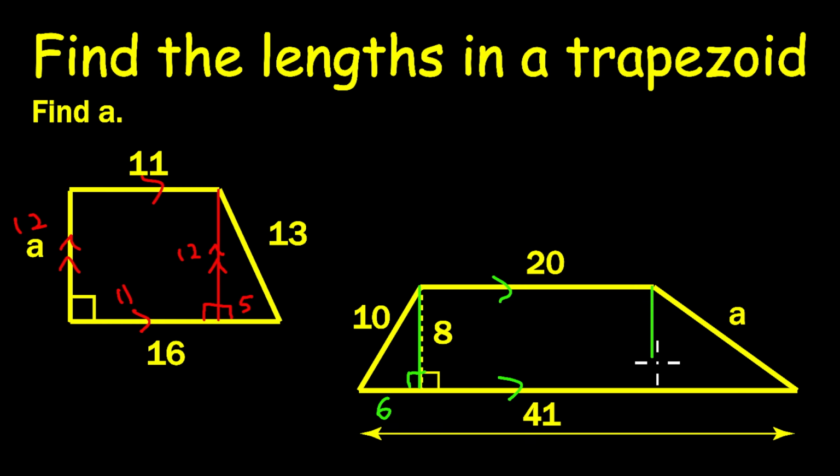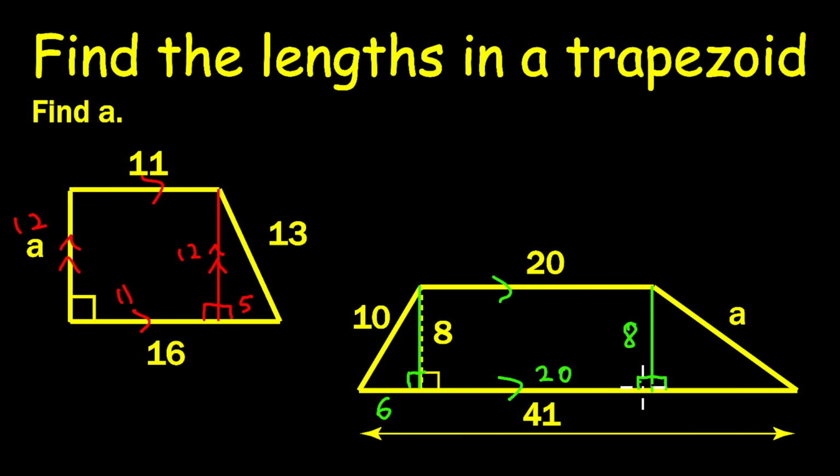So now we're going to drop an altitude here as well, which will be perpendicular to this side and that side. So again, we have a rectangle. So then if this length is 8, this length is also 8. And since this side here is 20, then this opposite side is also 20 from here to there.